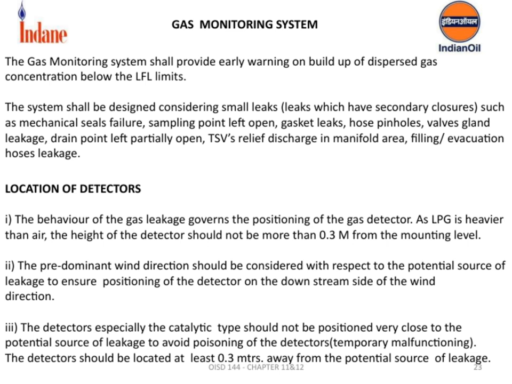Moving beyond placement, the gas monitoring system as a whole must be capable of providing early warnings, especially for small leaks. These include leaks from mechanical seals, open sampling points, gasket failures, hose pinholes, valve gland leaks, partially open drain points, relief discharge points in the manifold, and leaks from filling or evacuation hoses.